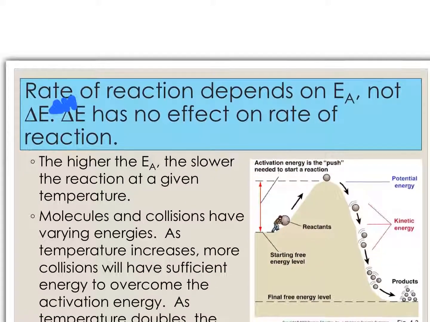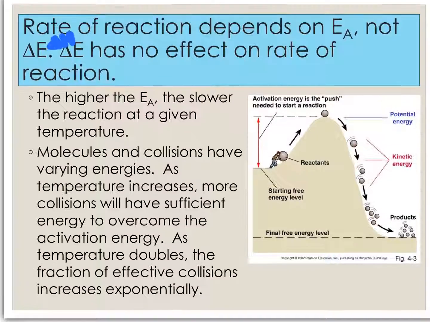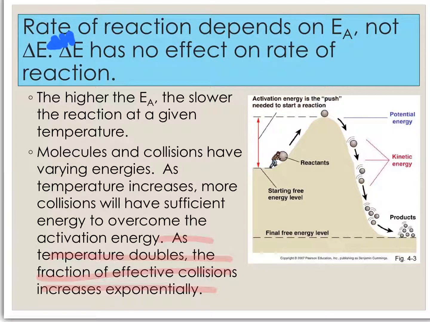Molecules in collisions have varying energies. As temperature increases, more collisions will have sufficient energy to overcome the activation energy. So as temperature increases, the fraction of effective collisions increases exponentially. If we're going from 0 to 10 degrees, my reaction rate will about double. If we're going from 1,000 to 1,010 degrees, my reaction rate will about double. Okay, so every 10 degrees, we're having a doubling effect.